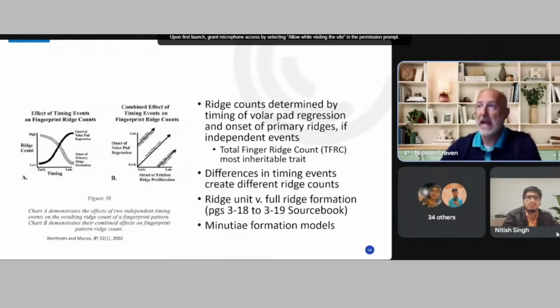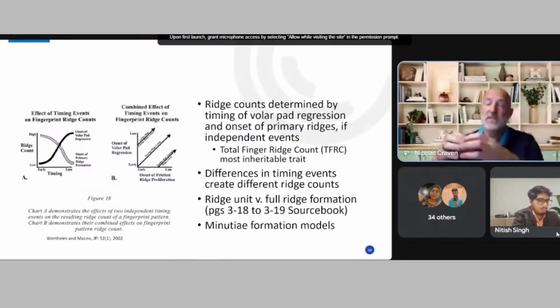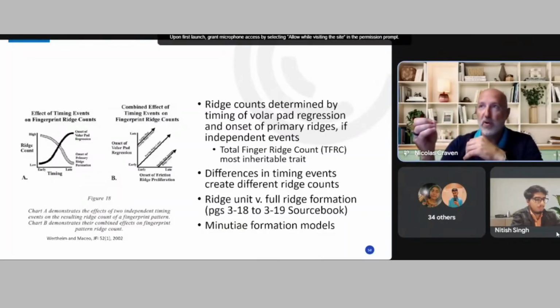There are two important timing events that also affect pattern types and ridge formation. I won't hit it too hard, but this is also in that paper that I had mentioned before, the Wertheim and Maceo article from 2002. There's two timing events. The first one is the onset of those volar pads. That's a kind of bulbous fatty area that starts to develop, and then starts to regress. And the other timing event is when friction ridges start to form. And so when those volar pads start to regress and when the friction ridges start to form determines what the pattern type is going to be.